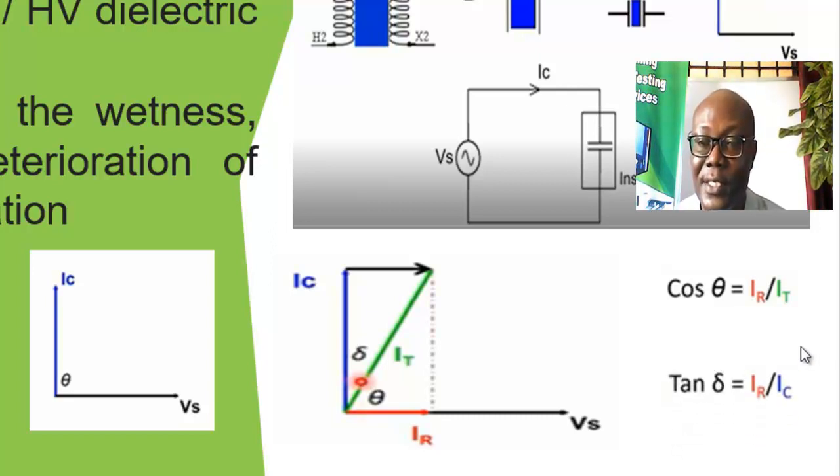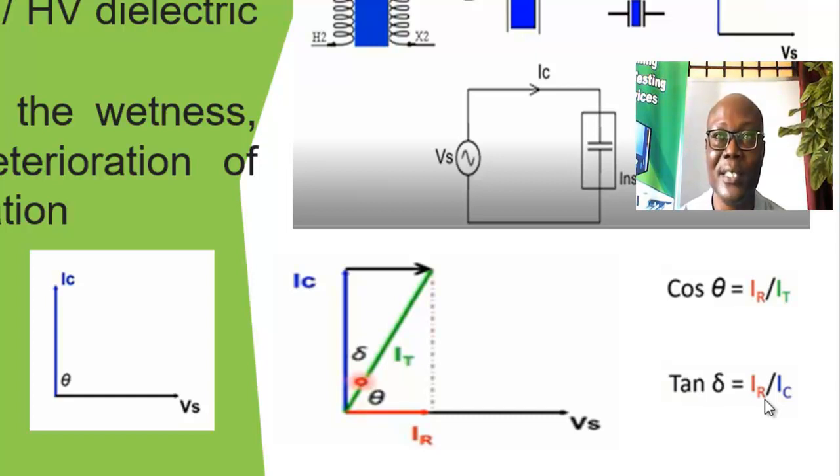So the tan delta, which is the ratio of the leakage current to the capacitive current, will also give us an idea of the health status of the insulation. That is the dissipation factor. Are we getting it? The amount of losses that will be incurred when the equipment is subjected to the amount of voltage that you actually subject the equipment to. So it gives us an indication of the losses.